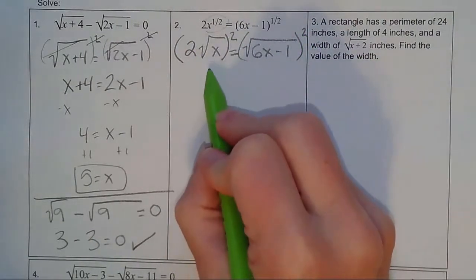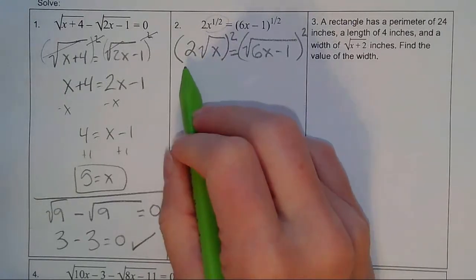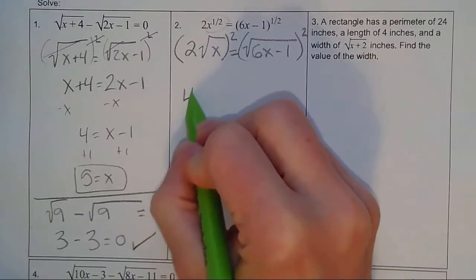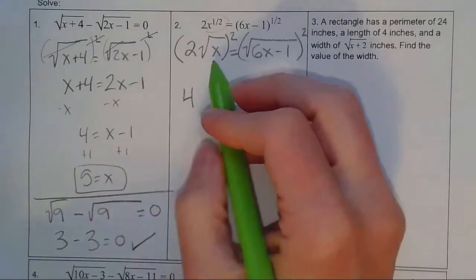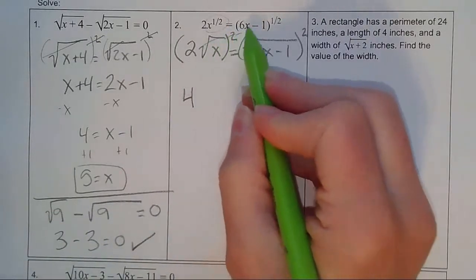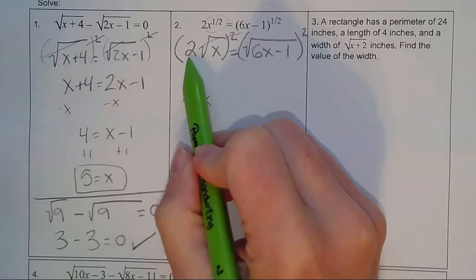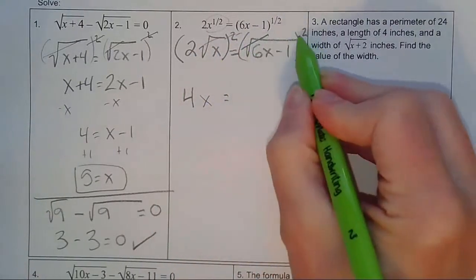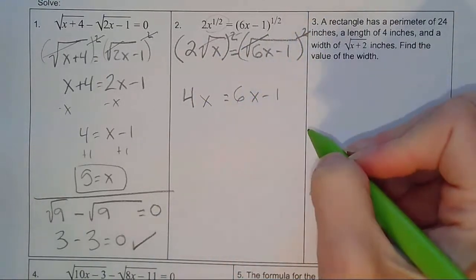When I square this side, I'm essentially multiplying 2 root x times 2 root x. So 2 times 2, or 2 squared, is 4. Root x times root x is root x squared, or again, squaring and square rooting are inverse operations, so you just get an x. So you do square the outside stuff, the inside stuff just stays as is. Over here, again, square rooting and squaring are inverse operations, so you get 6x minus 1.